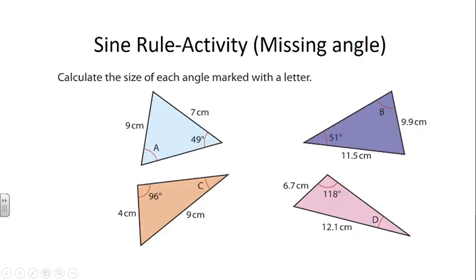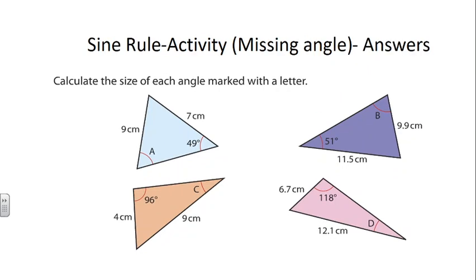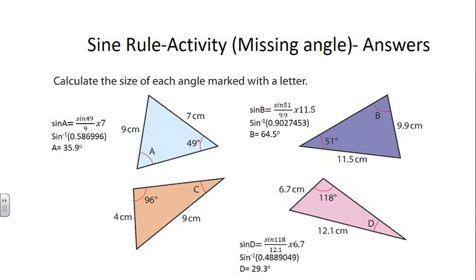Same process, I'd like you to have a go at working out these missing angles. Because you're working out an angle, you should have straight away remembered that you're going to be using the inverse sine, sine to the minus 1, to finish off your working out. Have a go at all four. Press play when you're ready to check your answers. Let's check those answers. There we go. Hopefully you've gotten on okay with those.